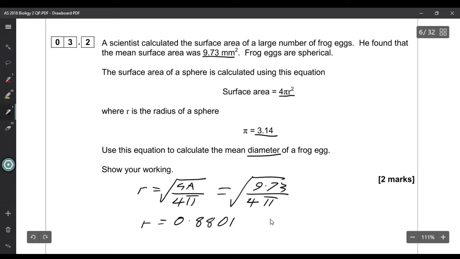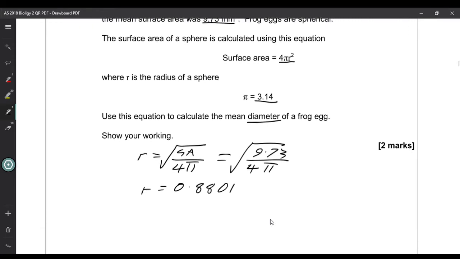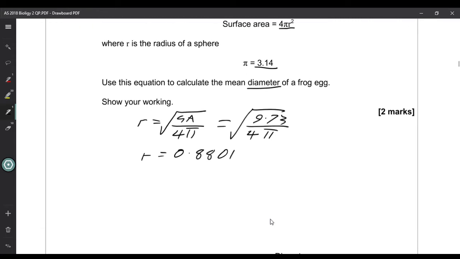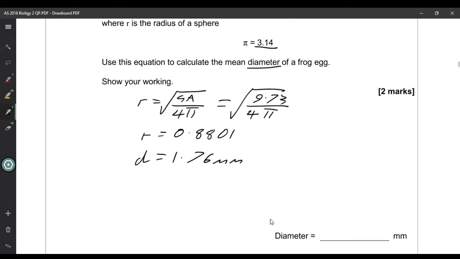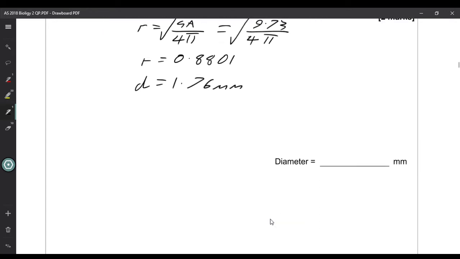And that comes out to be r equals 0.8801. But remember, in the question, we're asked for the diameter, not the radius. So we just need to double the radius to get the diameter. So the diameter becomes 1.76 meters. So the key there is, again, read the question and make sure you're giving the right parameter that you've been asked to give.